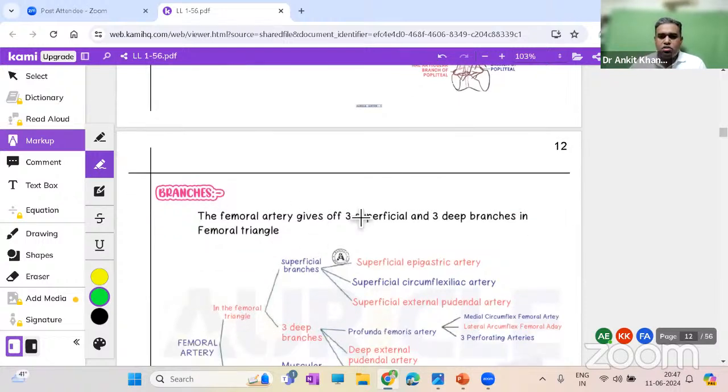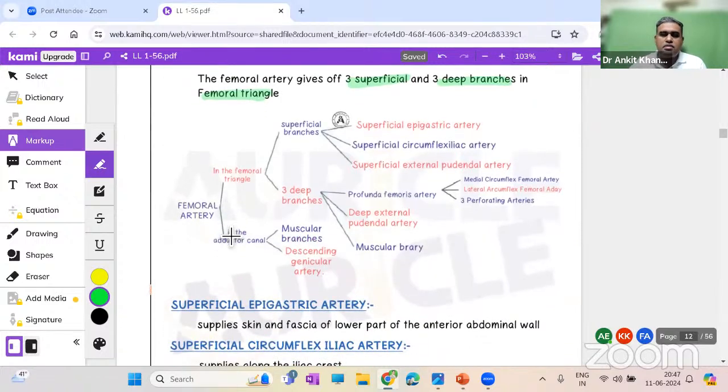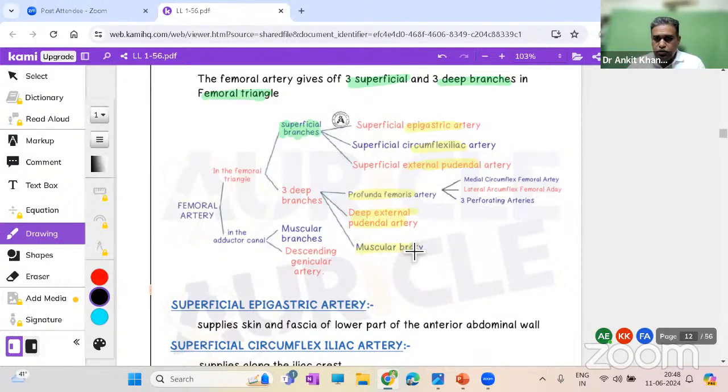Branches are important, guys. So do remember, it gives 3 superficial and 3 deep branches in the femoral triangle itself, around 6 branches. These are the branches whose names you have to remember. The 3 superficial branches are superficial epigastric, superficial circumflex iliac, and superficial external pudendal. And deep branches: one is your profunda femoris. Remember, profunda brachii is different; this is the profunda femoris artery. Then there is the deep external pudendal artery, and there are muscular branches, obviously going to your muscles.